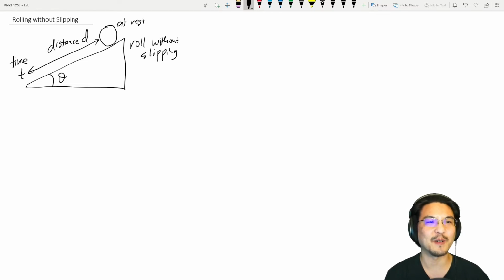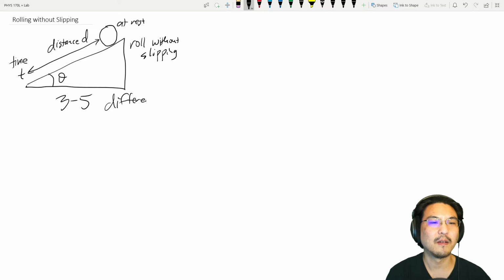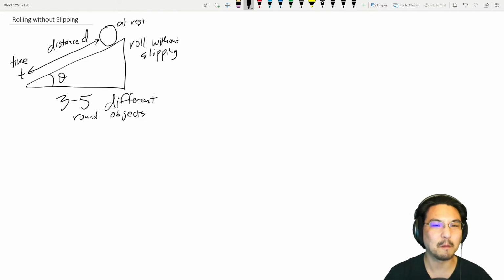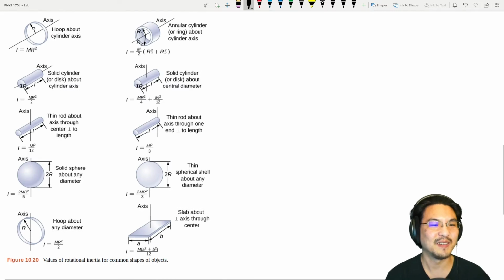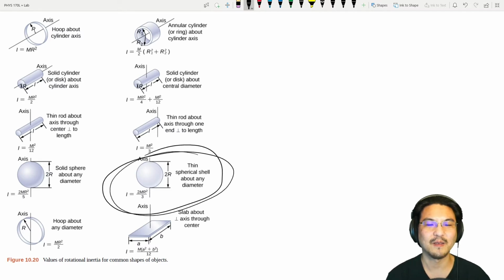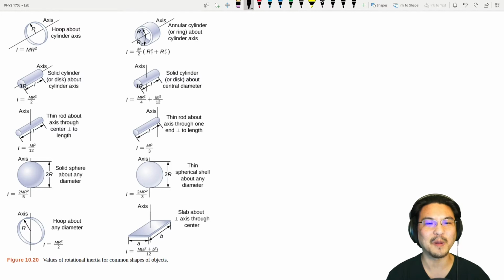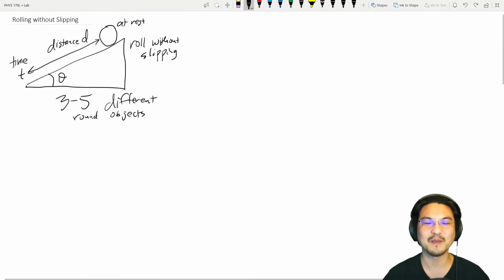Okay, so what you want to do is find, let's say, 3 to 5 different round objects. For example, if we look here at this table with different moments of inertia, like a solid ball or a thin spherical shell, so like a hollow ball, or a cylinder, or a disc, or a hoop. If you could just find 3 different things, that's good, but more is better.